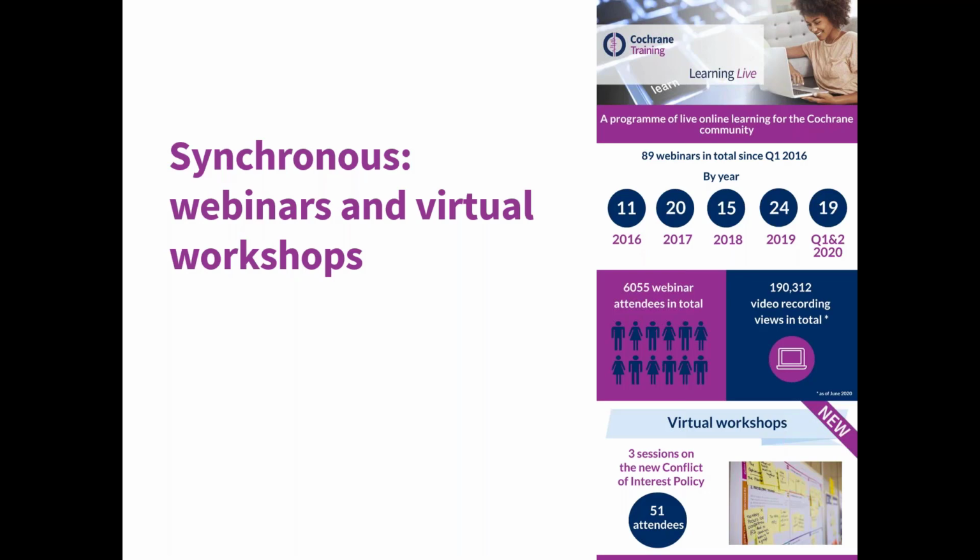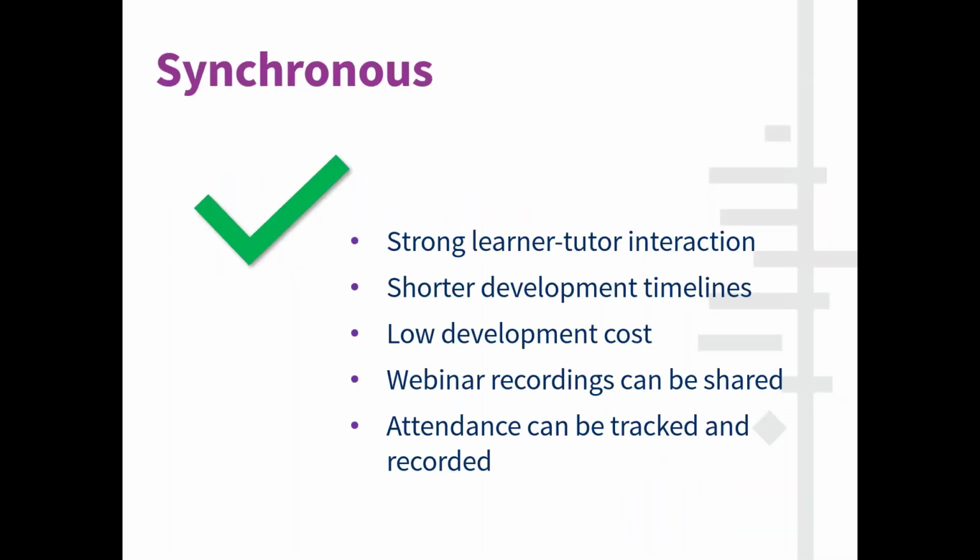We had more than 6,000 webinar attendees. And since we record most of our webinars and make them available for later viewing, we also count the video views. So here's the number, 109,000 video views. That's, I think, quite substantial. And the recent thing that we've started doing is our virtual workshops. In the last month or two, we ran 3 virtual workshop sessions on the new conflict of interest policy. In these 3 sessions, we had 51 attendees. So you see that the numbers are different, and I'll talk about that in a moment.